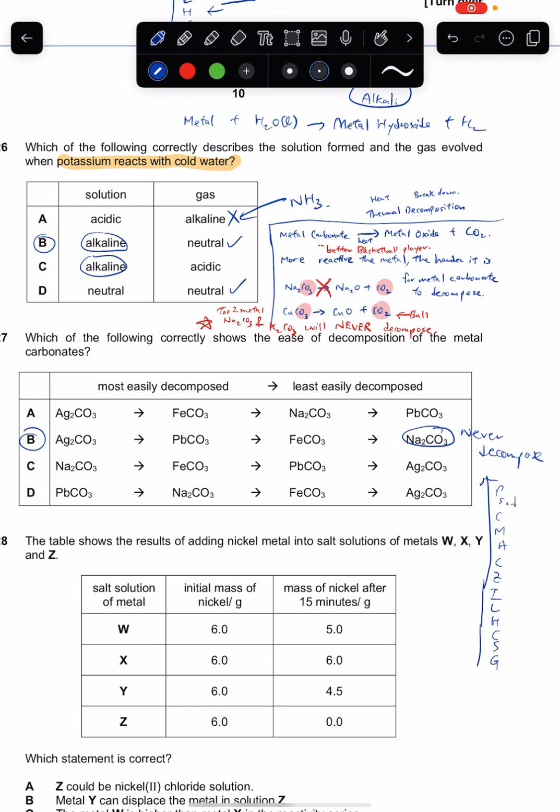Sodium is here. The next one, iron. Iron is here. It's getting less reactive, so it's a bit easier to decompose for the carbonate. Next one, lead. Pb is lead. Then after that, silver. Okay. So the answer is B.